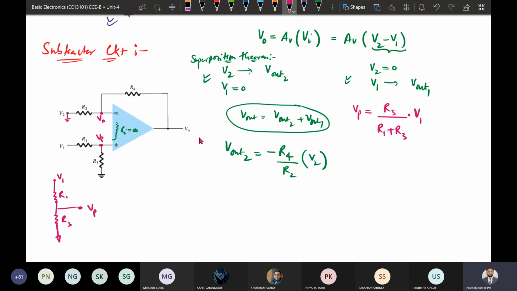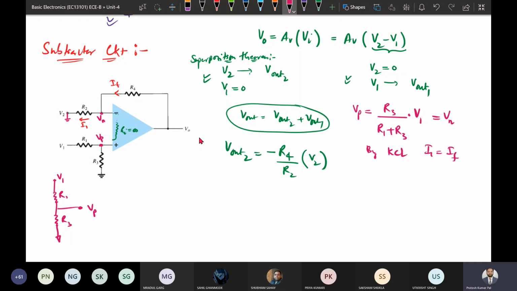So once it is VP, it will be equal to VN, and now we need to apply KCL at this node. Suppose the current direction is this. This is the direction of current. So this is current I1 and that will be current IF. So by using KCL we can get I1 equals IF.